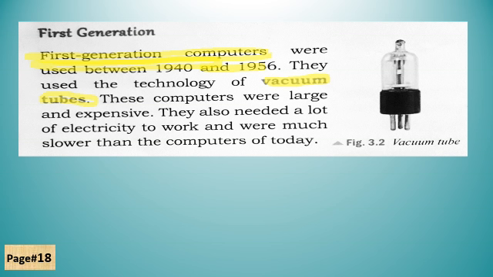First generation computers were used when? 1940 till 1956, and the technology used in first generation is vacuum tubes. The first generation computers were large and expensive. They were very big in size and also expensive. They also needed a lot of electricity to work.